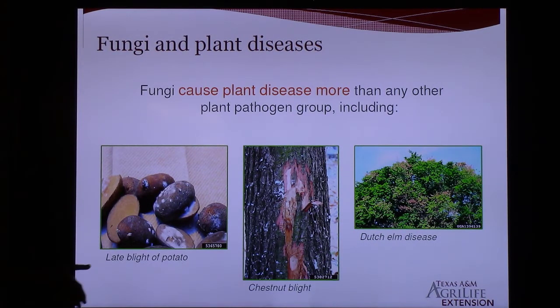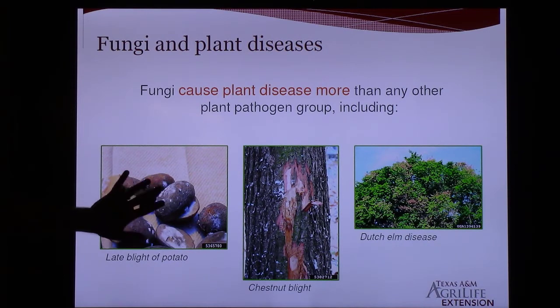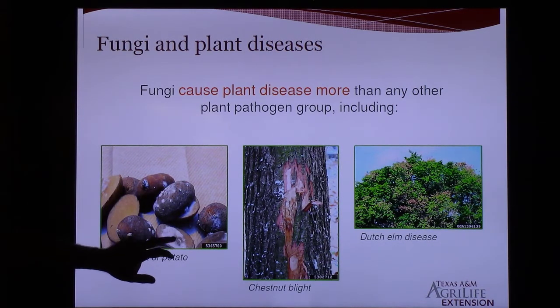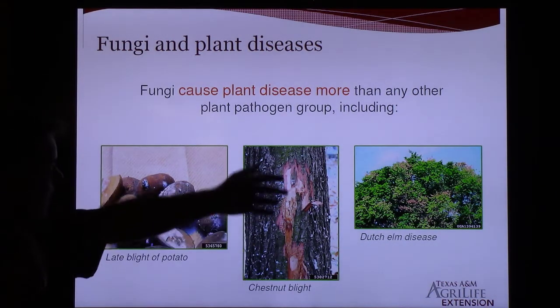Here's a picture of late blight on potatoes, and you can see this white discoloration. You can kind of see some of the hyphae growing around on the potato. It's cut open. You can see a little bit of that fuzziness there. Chestnut blight.